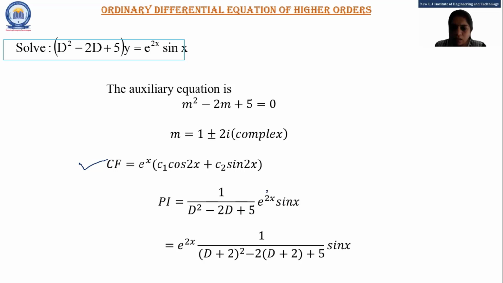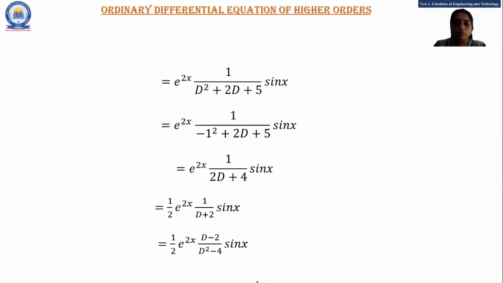See, again the exponential term into sine term is there. So I am going to add the multiple of x from the exponential term in the D. So here I am putting D plus 2 whole square minus 2 into D plus 2 plus 5, right? Now the role of the e raised to 2x is complete, so I am putting it in the starting part, that is e raised to 2x. Now, after simplification, I have e raised to 2x upon 1 upon D square plus 2D plus 5 into sin x.